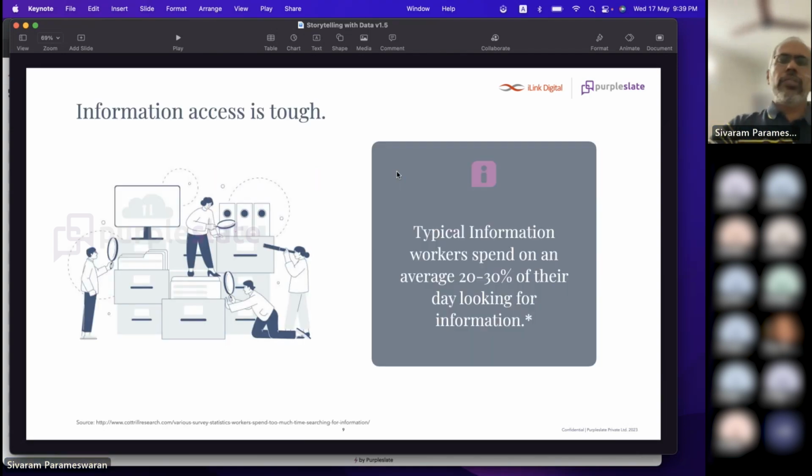And just to set the context for the problem, information access is still tough. Despite the investments in data engineering, data management, and various business intelligence or data science practices, people still spend a good amount of time looking for information. When I say information, all this is within the professional context. For everything else, we rely on our popular search engines, be it Bing or Google or whatever it is, right? But within an organization, information access is still relatively tough.